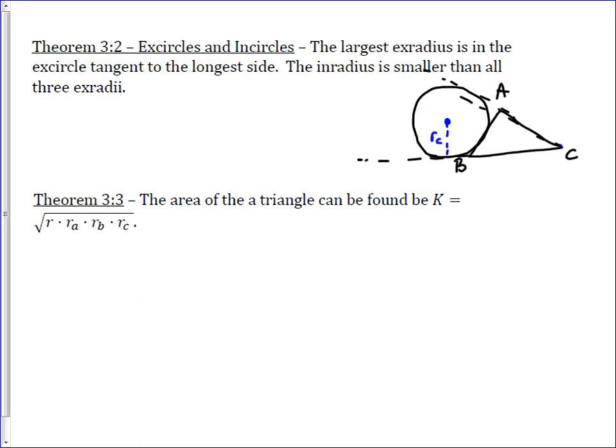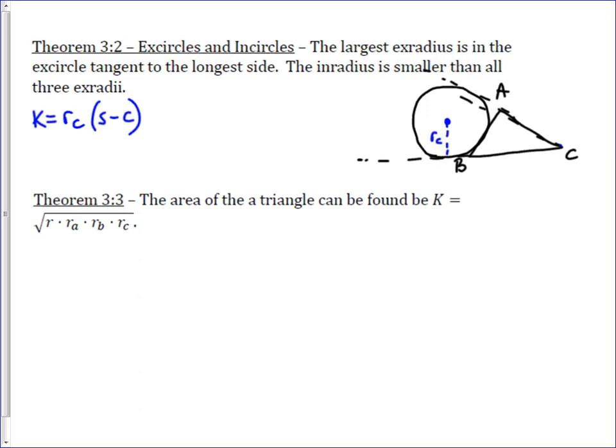From a previous video, we learned that the area of the triangle ABC, which we'll call K, can be written by this really nice formula: the radius of the excircle, which we call RC in this case because it's opposite C, times the semiperimeter minus C. The same thing is true at A and B, where you get the radius of the excircle opposite A times S minus A, and the radius of B times S minus B.